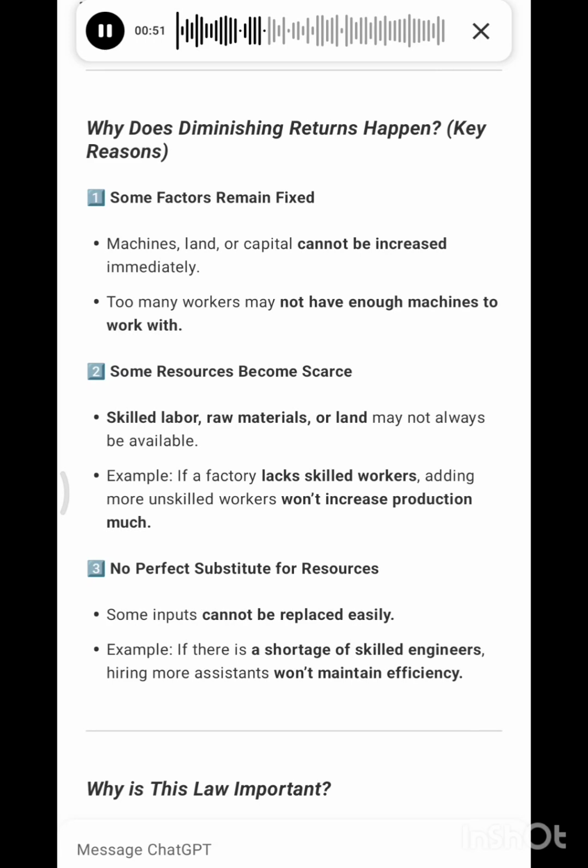2. Some resources become scarce. Skilled labor, raw materials, or land may not always be available. Example: if a factory lacks skilled workers, adding more unskilled workers won't increase production much.